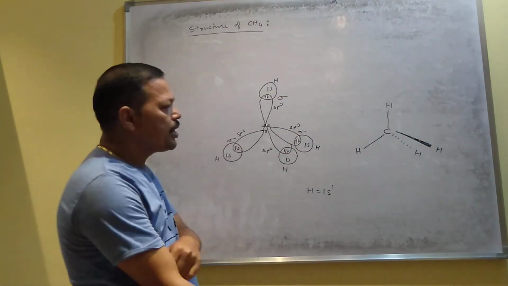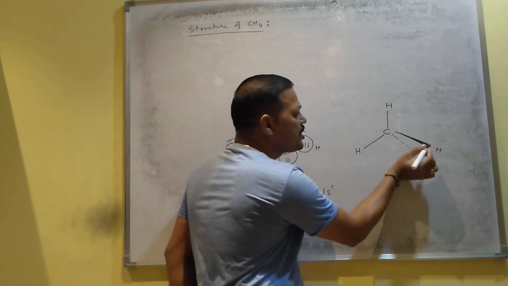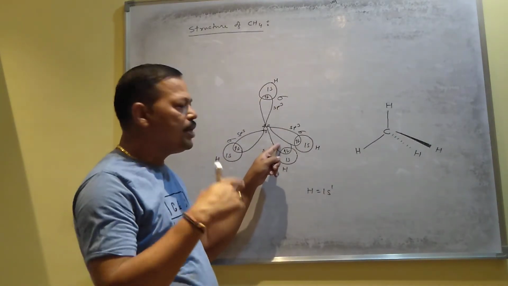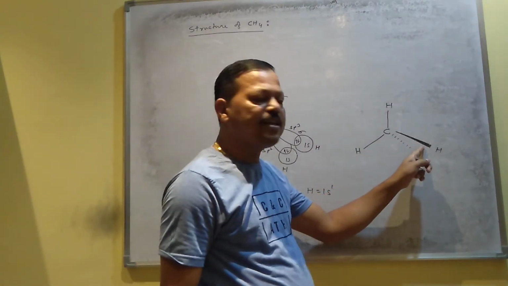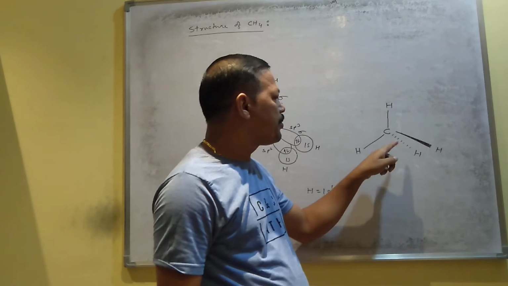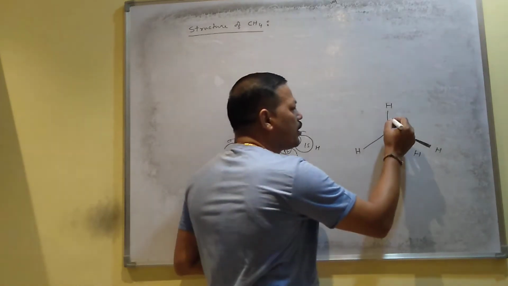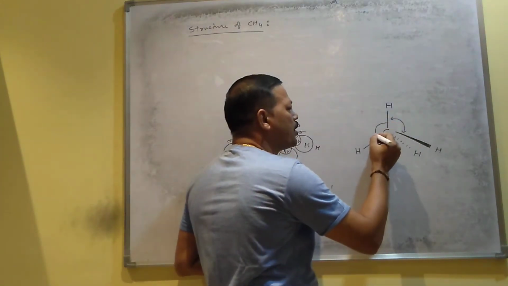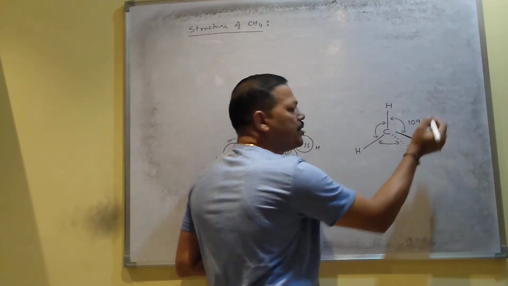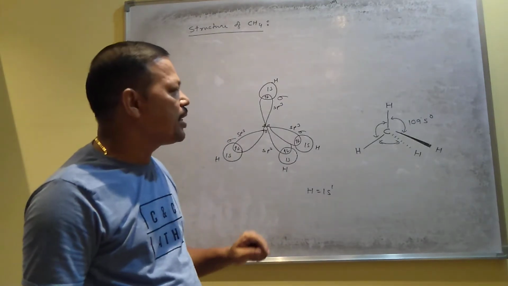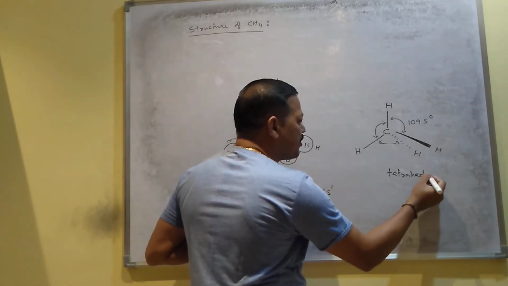Like this. Here I am using dotted lines and dash lines because yesterday I told you it's a 3D structure. This orbital is below the plane and this orbital is above the plane. So the dash line represents a bond above the plane, and the dotted line represents a bond below the plane, and the bond angle between all the bonds is exactly 109.5 degrees. And since the carbon atom in methane undergoes sp3 hybridization, that is why its structure is tetrahedral.